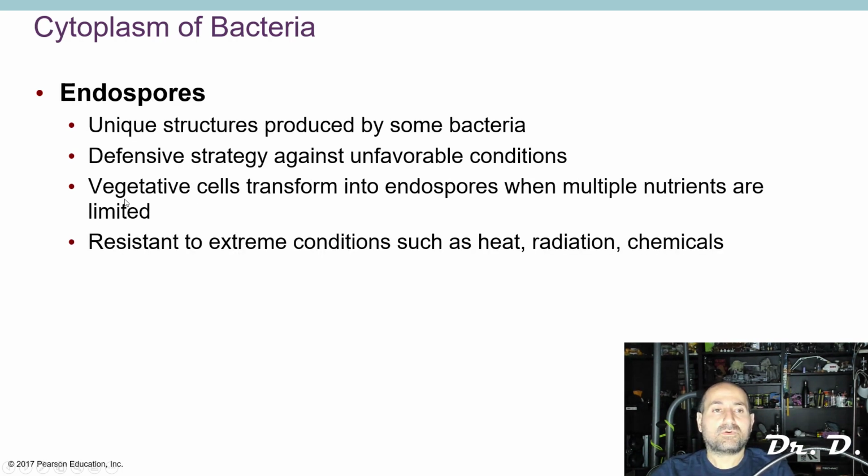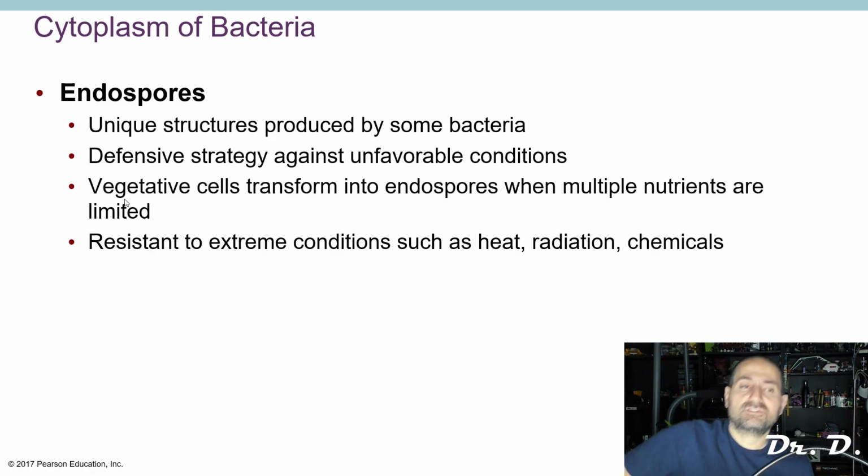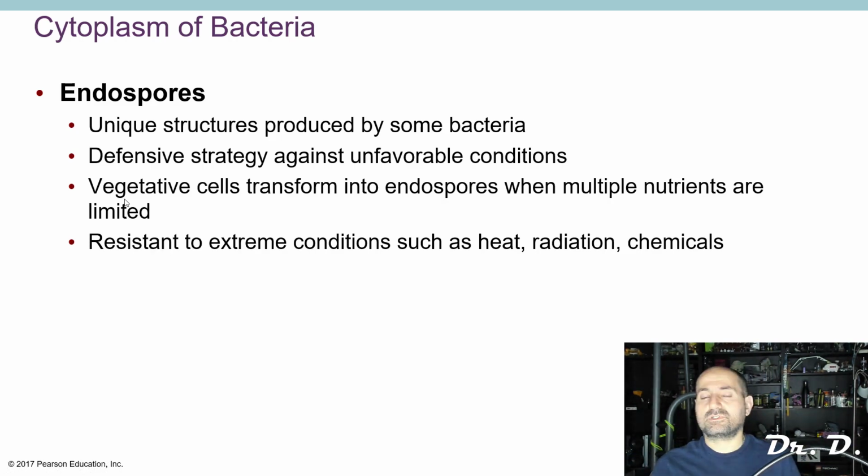Now, let's talk about endospores. This is very interesting. Some bacteria can form what are known as endospores. These are unique structures to bacteria. Not all bacteria, some bacteria. In fact, I'll tell you right now, only 2 genera of bacteria can form endospores: bacteria in the genus Clostridium and bacteria in the genus Bacillus. We're going to learn a lot about this in subsequent chapters, but of the dozens or hundreds of genera of bacteria, only 2 genera can form these endospores.